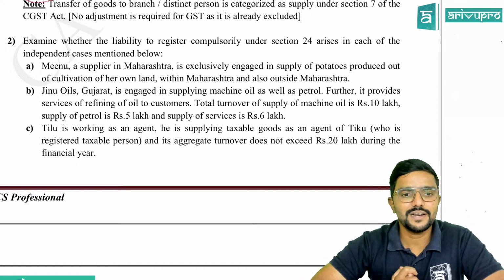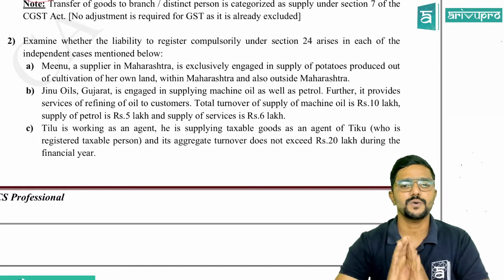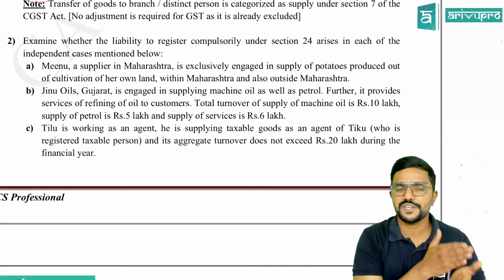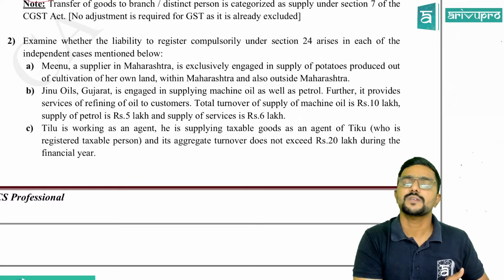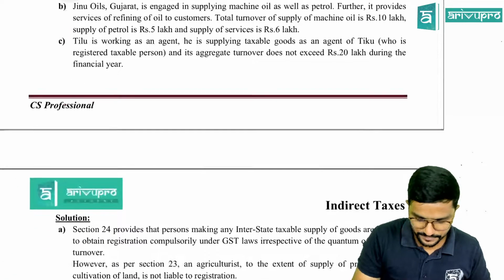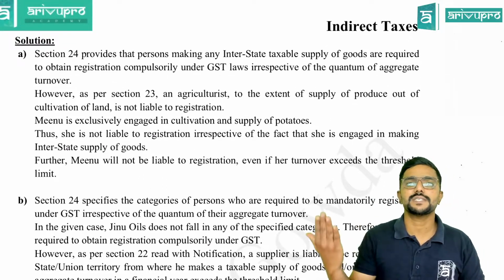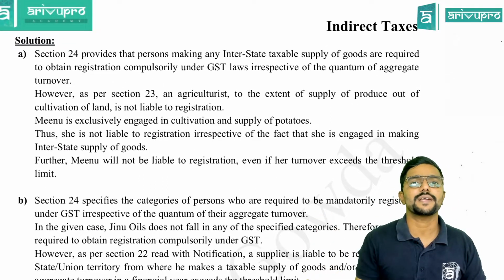Meenu, a supplier in Maharashtra, is exclusively engaged in supply of potatoes produced out of cultivation of her own land within Maharashtra and also outside Maharashtra. So she is supplying only whatever she is growing or cultivating. Is she liable to get registered, guys? No, sir, is the answer. She is supplying outside the state, no problem. What is she supplying?